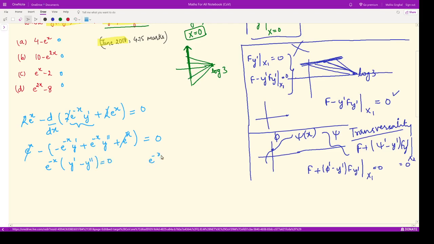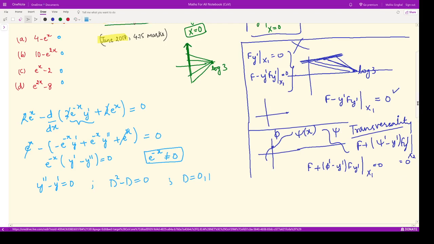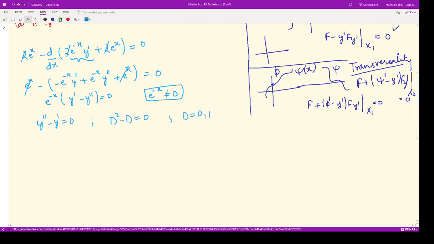Now you can say that e to the power minus x cannot be 0 because we know the exponential function is never 0. So we have y double dash minus y dash is 0. In operator form, we can write this equation as D square minus D is equivalent to 0. This gives us D is equal to 0 and 1. So the corresponding solution y of x is equal to c1 plus c2 e to the power x. So now we must find what these constants c1 and c2 are.